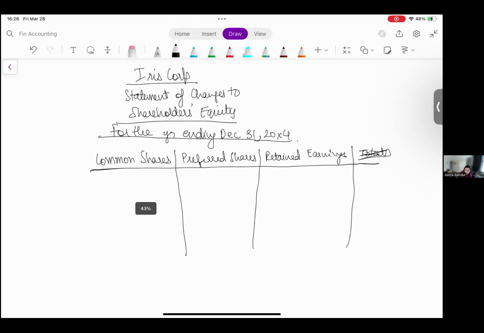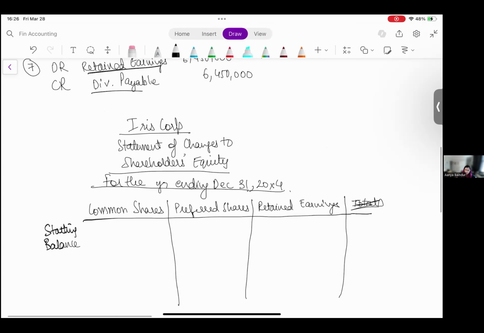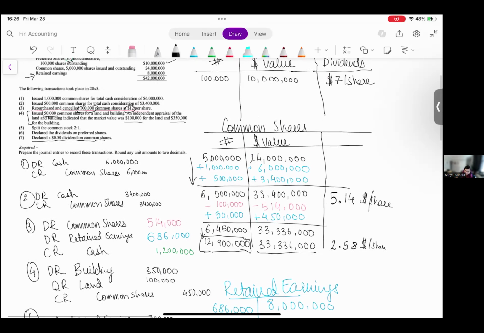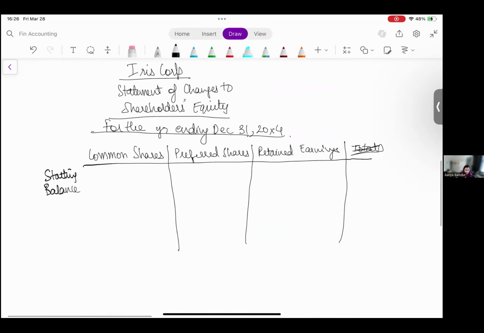Now the rows, the very first row has to be starting balance. So let's see what our starting balance values were. We were told $10,000 was preferred shares, $24 million was common shares, and 8 million was retained earnings. So let's go ahead and add the starting balances. Preferred shares, 10 million, common shares, 24 million, and retained earnings, 8 million.